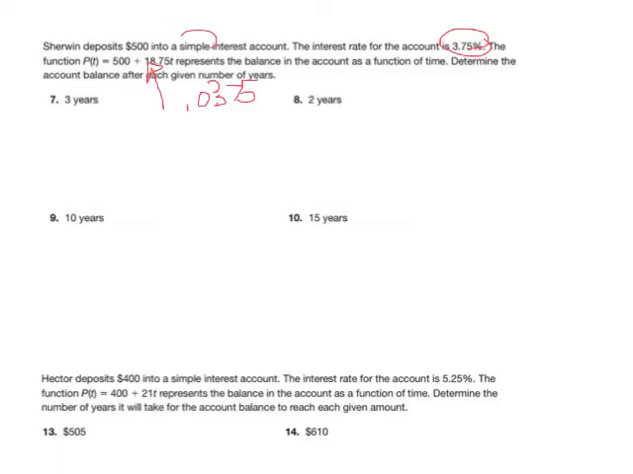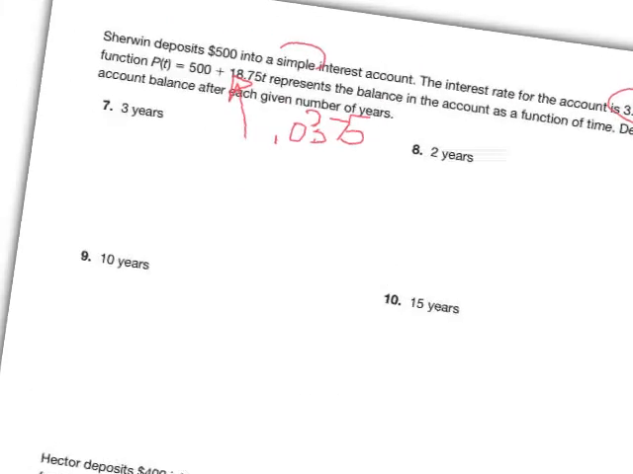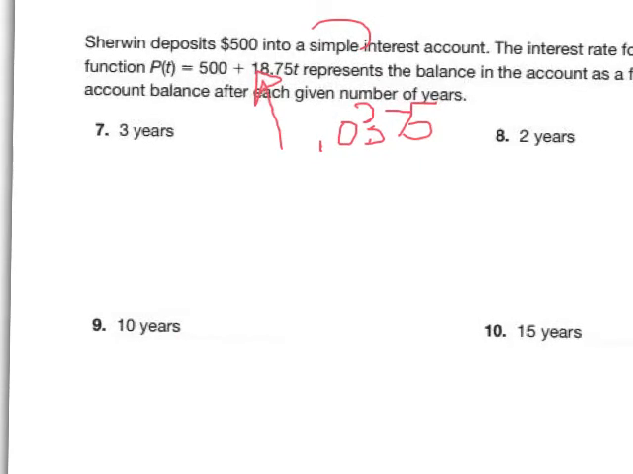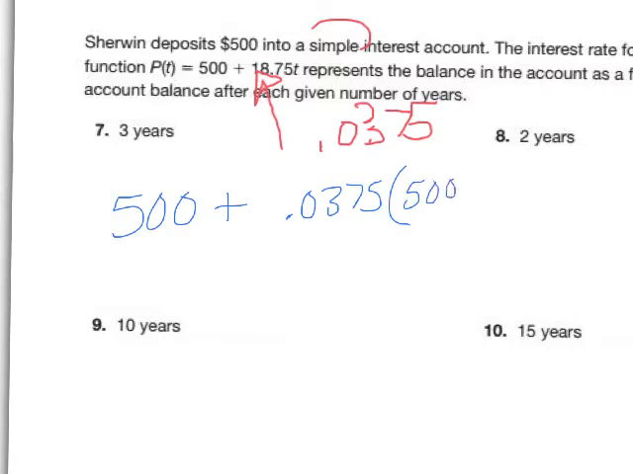Okay, I think my pen's not working very well. Use my finger instead. All right, so let's change that number from 18.75 to 0.0375. And then use your calculator to figure that out. I'm going to zoom in so I can use my finger better. So basically, it's $500 that you started with, and then you're going to multiply the percentage times the $500, and then times time, which was 3 years.